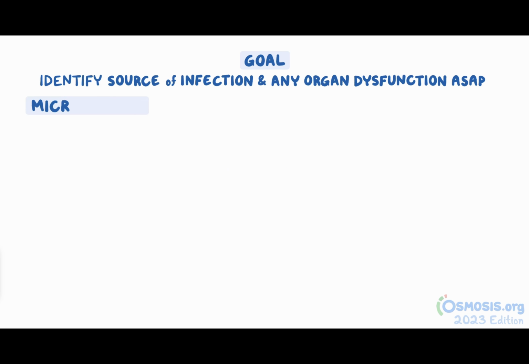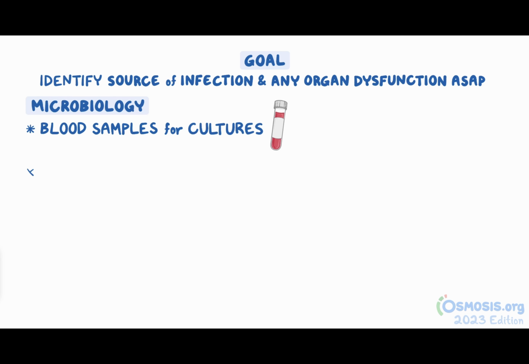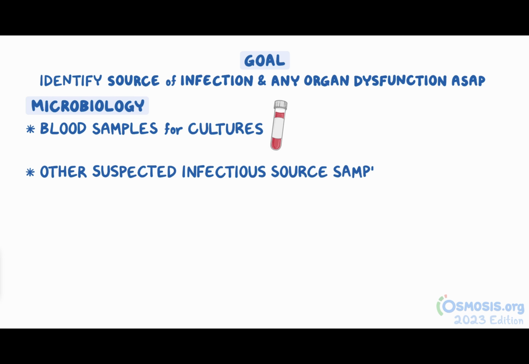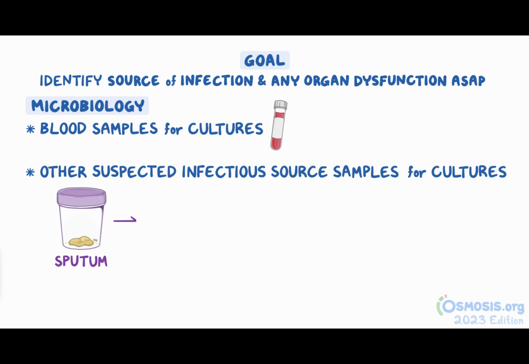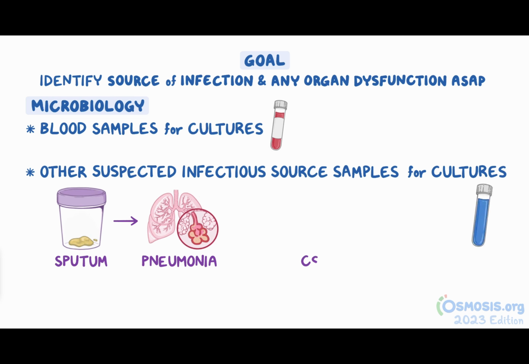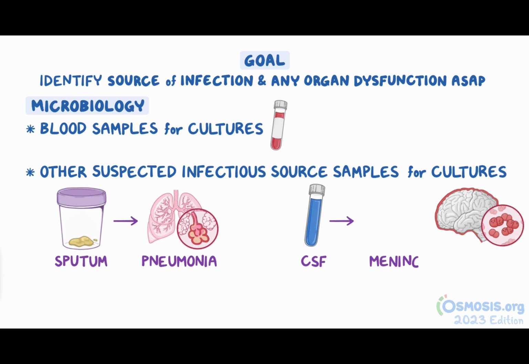Next, let's look at microbiology. You've already sent blood samples for culture, so now you should send other suspected infectious source samples for culture, such as a sputum sample if pneumonia is suspected, or a CSF sample if there are signs of meningitis.